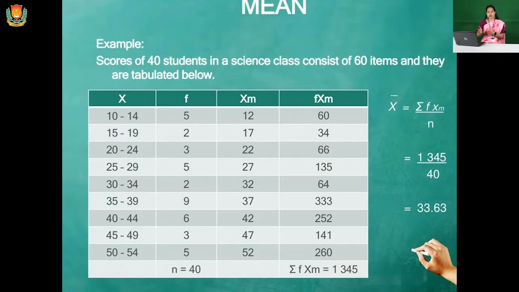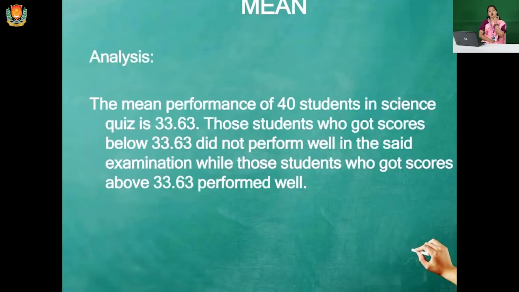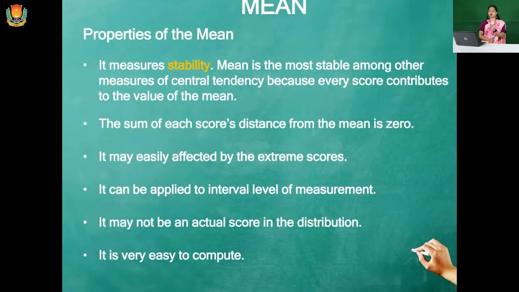So I get frequency times midpoint, which is known as fxm. Then I totaled up, or summed, all those values. I got 1345, so the summation of fxm, 1345, divided by the total frequency, which is 40, gives you the solution.